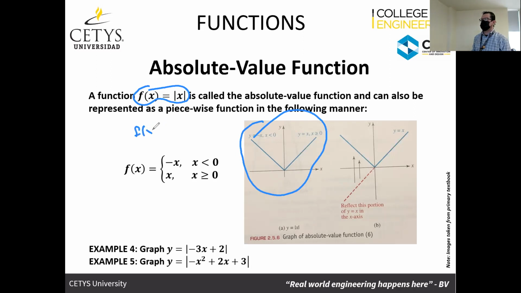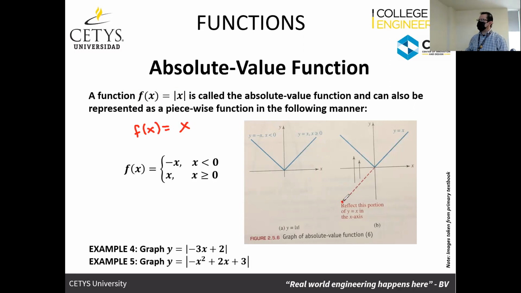Would be f of x equals x. F of x equals x is going to be a line. Draw that with a different color. Yes, f of x is going to be equal to x, and that is a line. We know that f of x equals x is a line. That's the red one that I'm drawing.